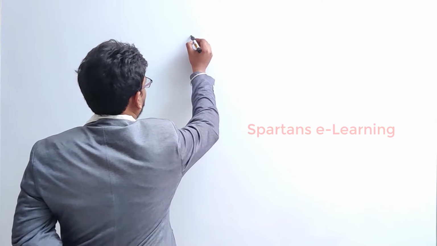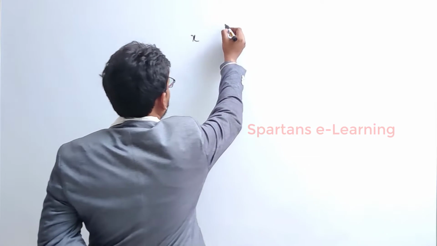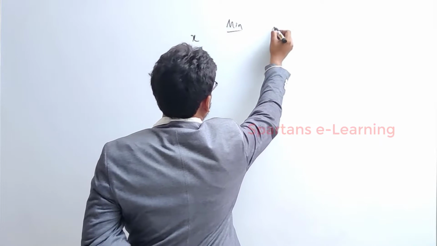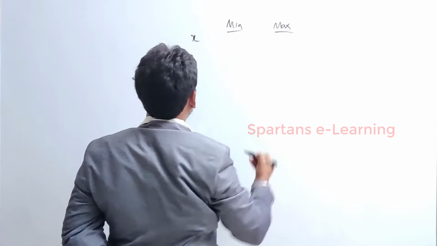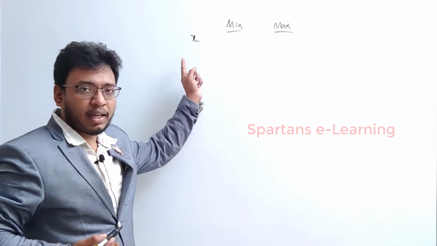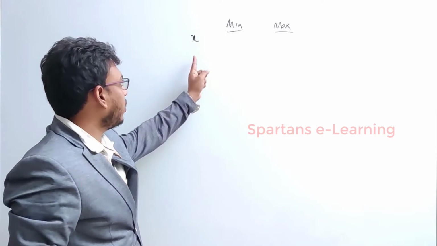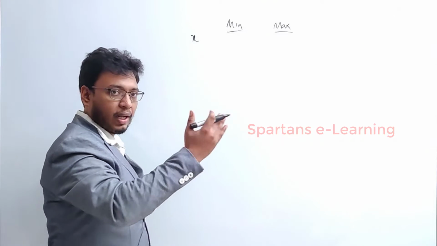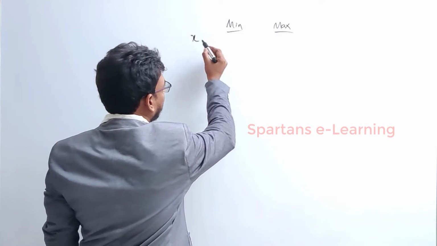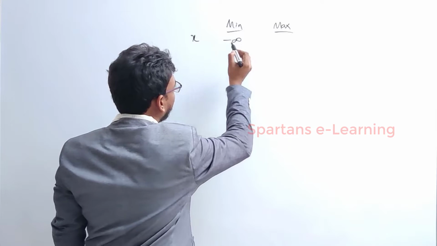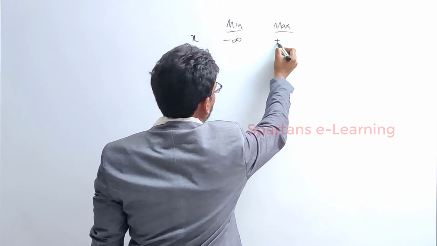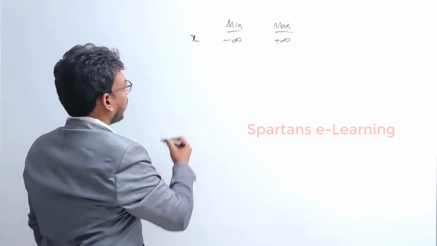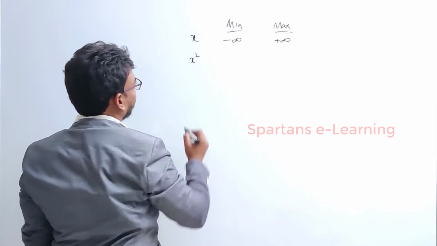First of all, if I take a variable x, okay, what will be the minimum value and what will be the maximum value? Now x can be any number on the number line, right? So what will be the minimum value? If you take a number line, the minimum value will be on the left side, right? Minus. So this x can go to any extent, so you'll get minimum as minus infinity and maximum as plus infinity. Now what about x square?